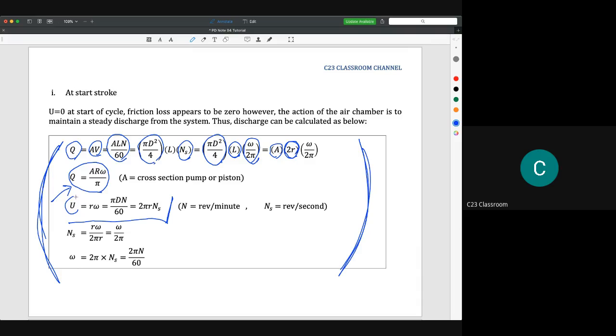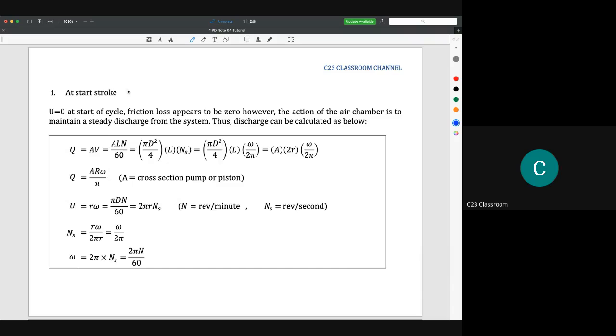So we have the U, which is in linear unit, meter per second, and omega here is radian per second. I think you already know the unit for the radius R is in meters. Okay, so please be careful when you need to use rotation per minute or rotation per second here. This is the note that I hope you could understand, and it's actually the combination of a lot of equations to ease our calculation.